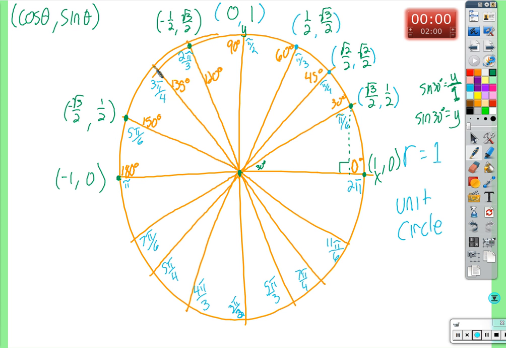How about this one? So here the x is negative and the y is still positive. Fill in the rest of the coordinates down at the bottom.